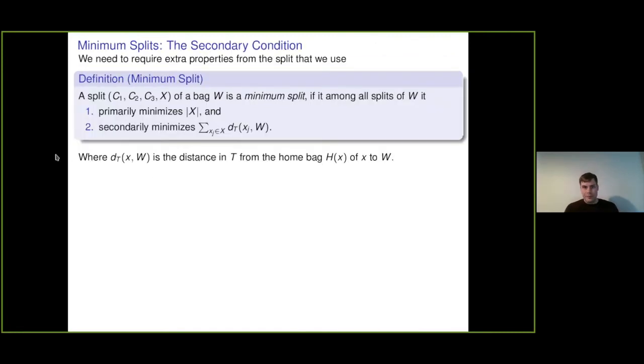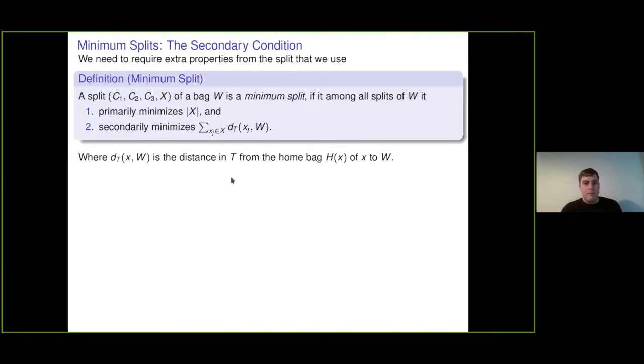And now we also wanted some secondary condition to say that the split of a bag is a minimum split. So we want it to secondarily minimize some distance function, some sum of distances from xj to w.